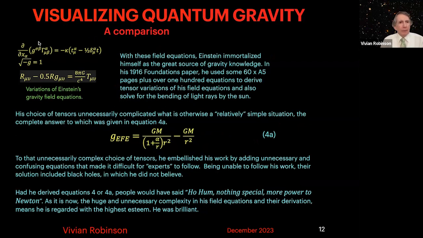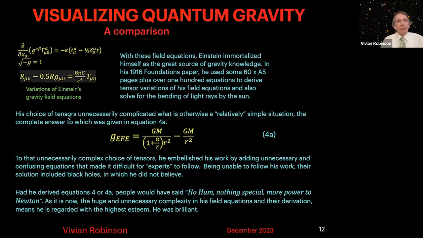However, with these field equations, Einstein immortalized himself as the great source of gravity knowledge. In his 1916 Foundations paper, he used some 60 A5 pages plus over 100 equations to derive the tensor variations of his field equations and also solve for the bending of light rays from the sun. These are products of all of that work.